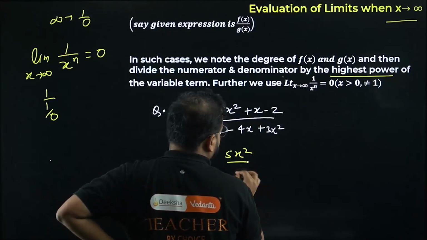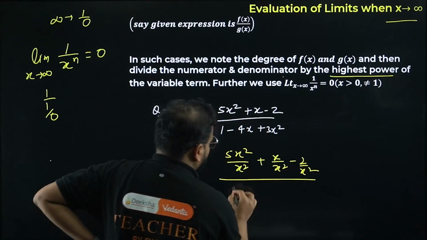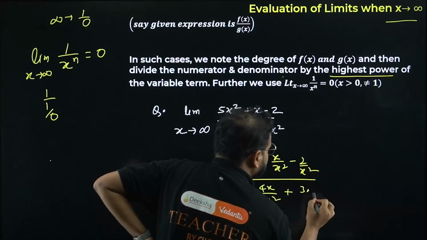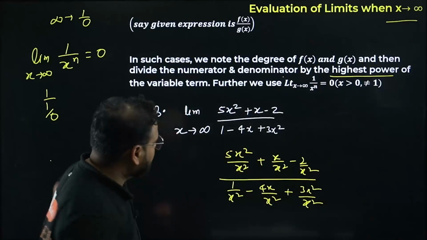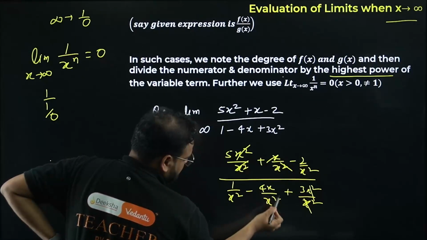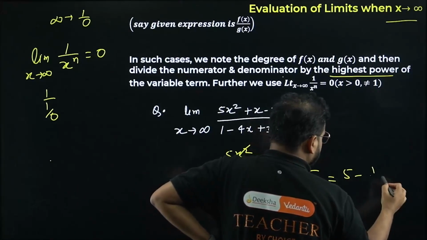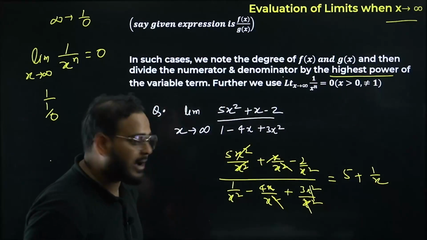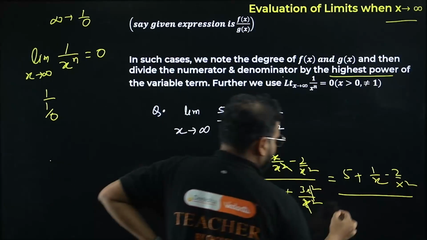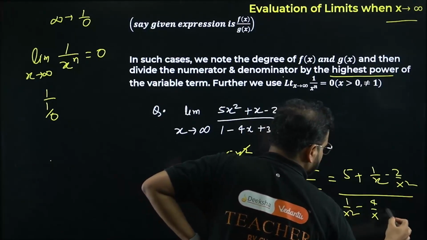So 5x square by x square plus x by x square minus 2 by x square, divided by 1 upon x square minus 4x upon x square plus 3x square upon x square. Agreed? So this cancels, this cancels, and one of the x is cancelled. Simplifying this gives 5 plus 1 by x minus 2 by x square, divided by 1 by x square minus 4 by x plus 3.